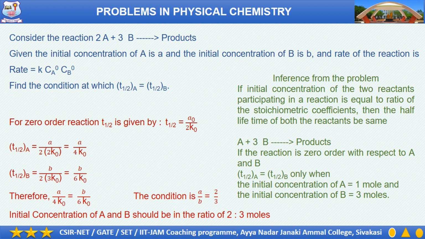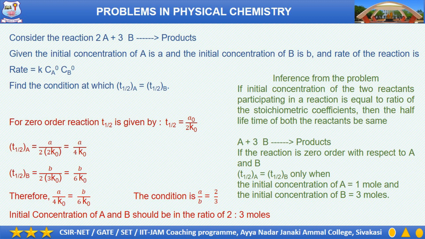Then only the T half of A and T half of B would be equal. Otherwise, at no time would it be equivalent. This is the condition, and this type of problem is worked out for different kinds of reactions: zero order and first order. What is the T half of A equation? What is the T half of B equation?